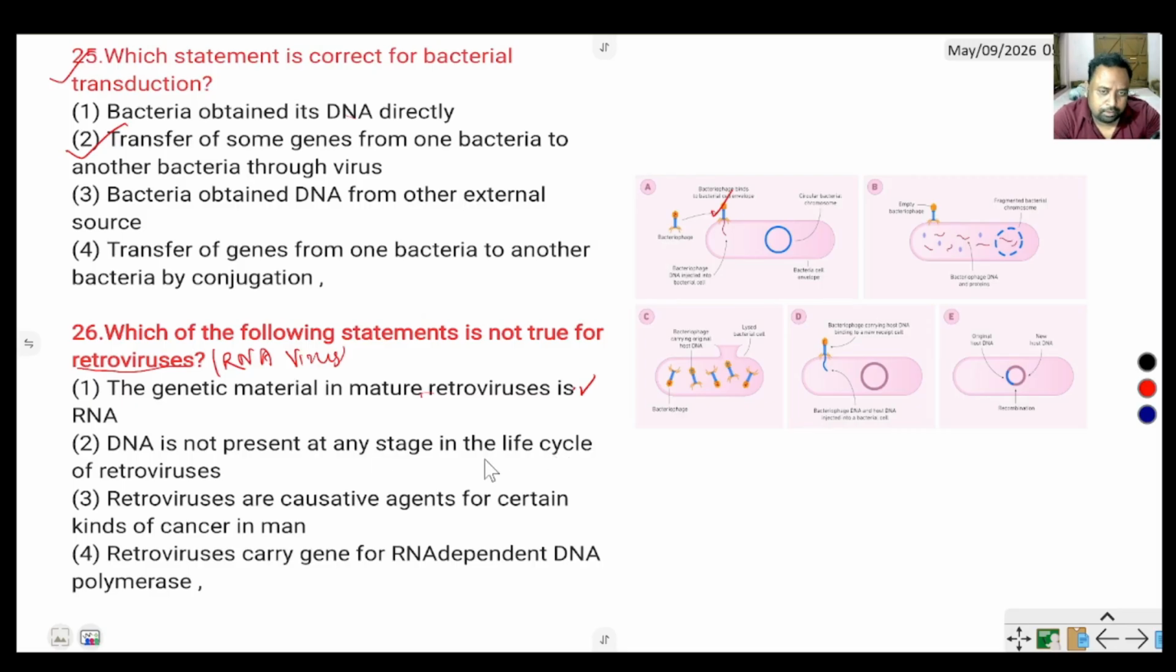Not true. It is false, because the retrovirus contains RNA, but with the help of the reverse transcriptase enzyme, they convert RNA into DNA, by which they attack us. Retroviruses can be the causative agent of certain kinds of cancer. Definitely, retroviruses carry the gene for RNA-dependent DNA polymerase. Right, so 2 is the incorrect option.